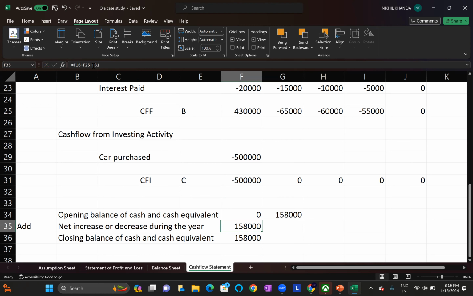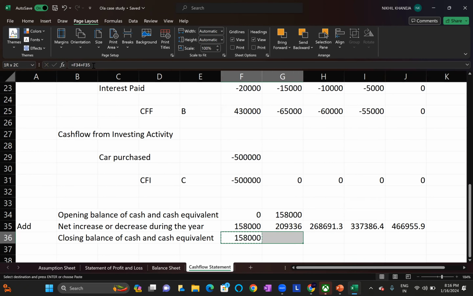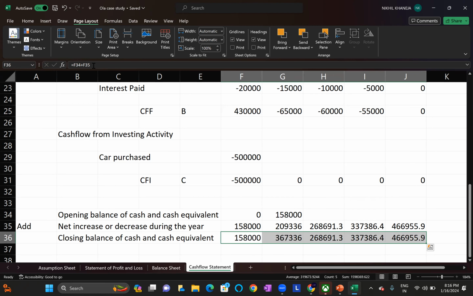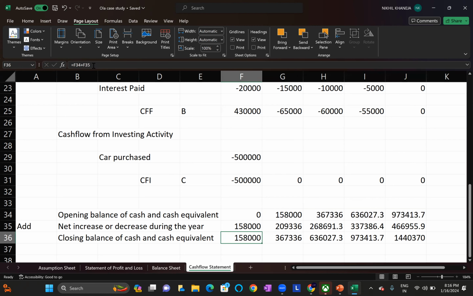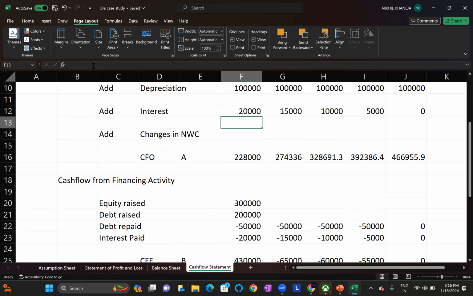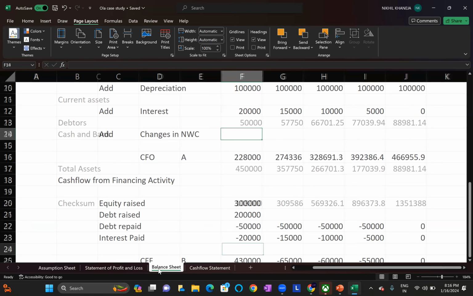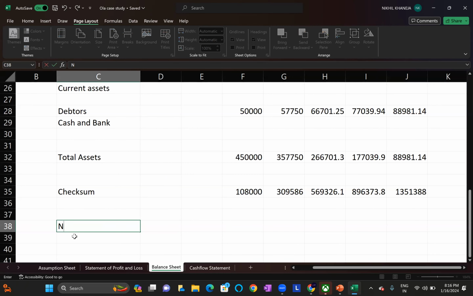I will also drag this one for remaining years. So I got closing balance of cash and cash equivalent. But one item is still missing in operating activity, which is changes in net working capital. Now I'll go back to my balance sheet. Here we will do calculation of net working capital.